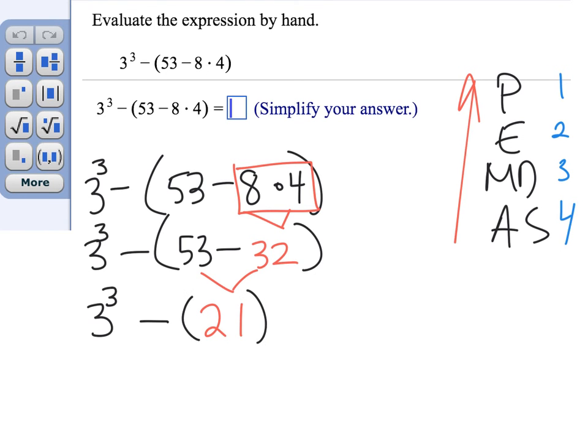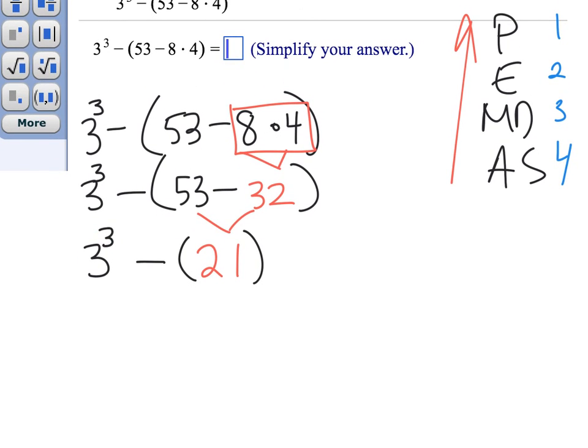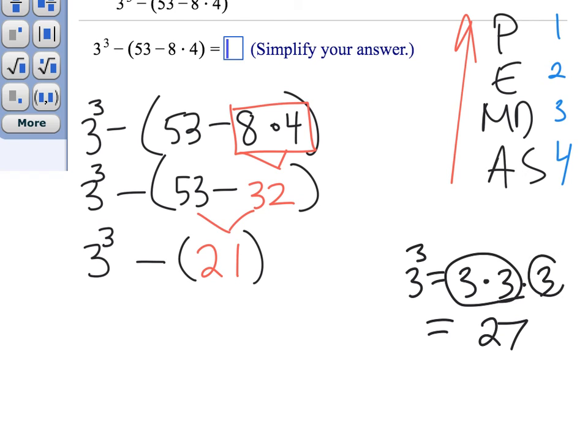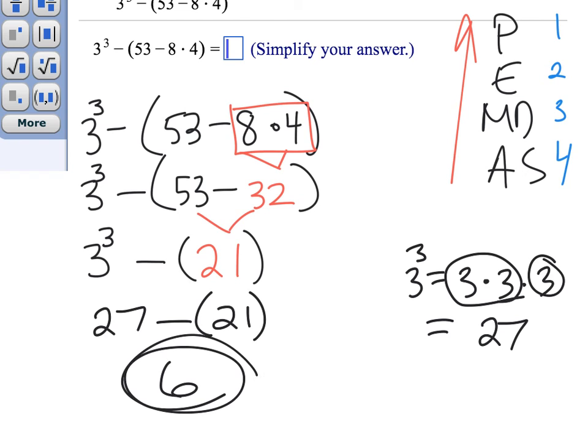So now what are we going to do? Well, we have exponents and we have subtraction. Well, exponents come way before subtraction. So we need to do 3 cubed, which is 3 times 3 times 3. You could bust out a calculator, but really you don't need one because 3 times 3 is 9. 9 times 3 is 27. So this becomes 27 minus, and then if we want, we could still have that parenthesis there, but it's not necessary. Those parentheses are really unneeded now. And now we just subtract. 27 minus 21 is 6, and that wraps up this problem and the entire video.